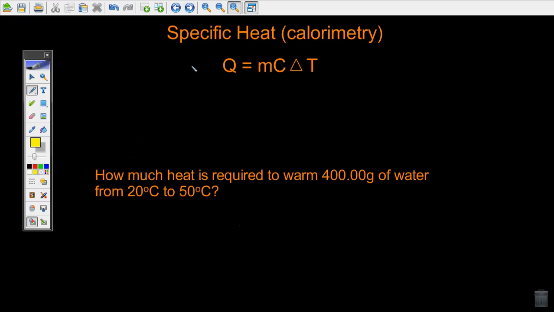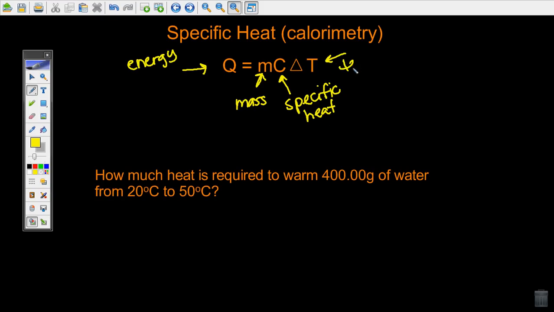Alright, specific heat. This is calorimetry. Q is energy. M is mass. C is your specific heat, which is unique to all substances. So you're going to have to either be given or look up specific heat. And T is temperature. And this little triangle means change. So we're looking for the change in temperature. So here's an example problem.